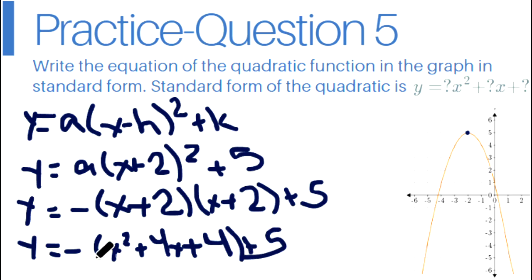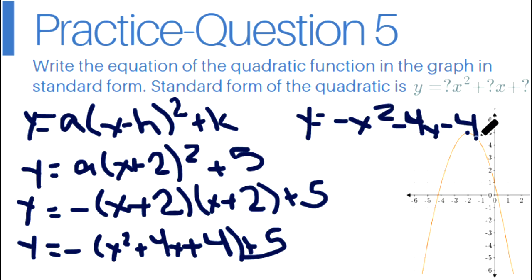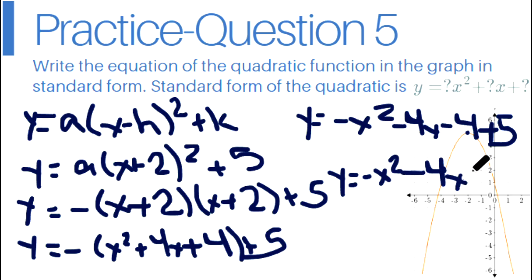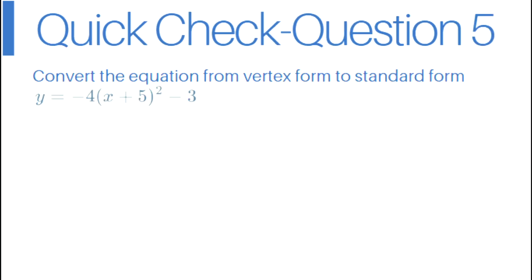Now we need to distribute this negative out. So we have y equals negative x squared minus 4x minus 4 plus 5. And our final formula is going to be y equals negative x squared minus 4x plus 1. Okay, that all made sense to me now. Question 4 was a hot mess. Sorry, you know me. Okay, quick check question number 5, which is the last one.